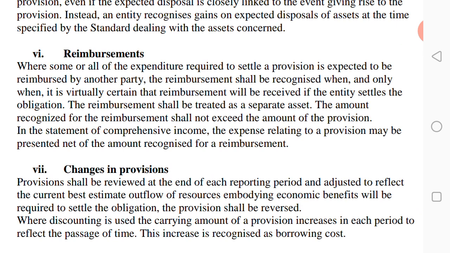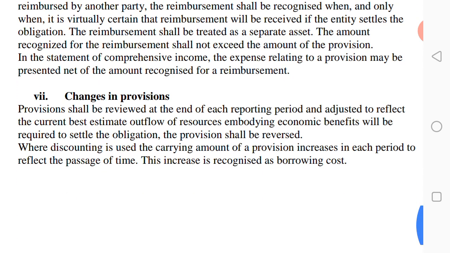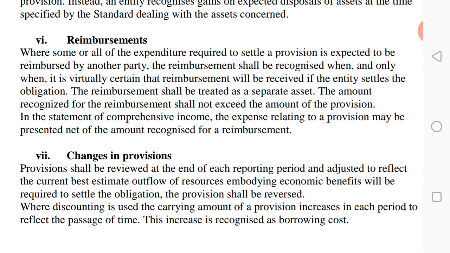In the statement of comprehensive income, the expense relating to a provision may be presented net of the amount recognized for reimbursement. So you can say, okay, this is the provision and this is the reimbursement. So the net is what you recognize as net provision.